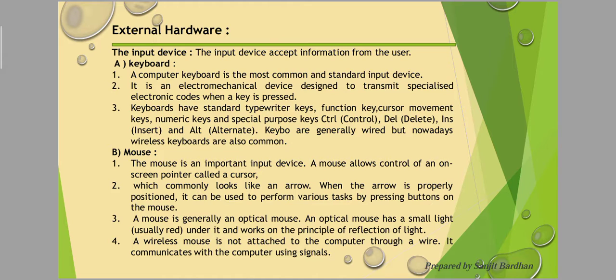The mouse is generally an optical mouse. An optical mouse has a small light, usually red, under it and works on the principle of reflection of light. This is called an optical mouse. Okay, a wireless mouse is not attached to the computer through a wire. It communicates with the computer using signals like Bluetooth. A Bluetooth mouse is also a wireless mouse.